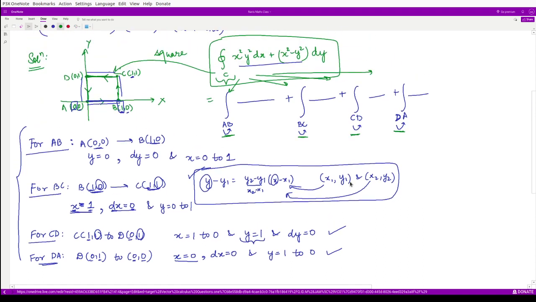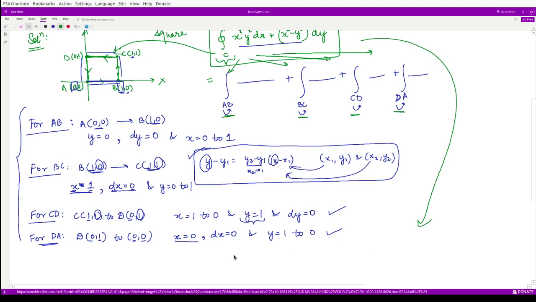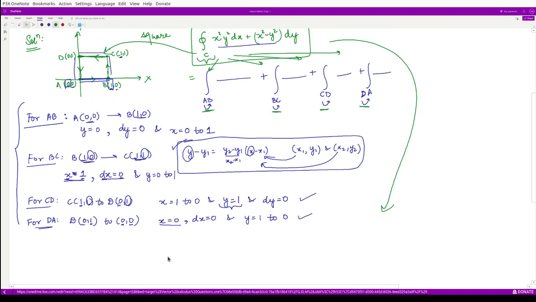So what do we have here? Your integral now becomes equal to the integration over AB. Now for AB, we have this thing. For AB, we'll require x varying from 0 to 1, right? And moreover, here, what is the value of y? Y is 0, dy is 0. So that means this portion is going to be 0. So we are left with this one. And we have x square. The value of y is 0 here. So 0 square into dx. So this is the first portion.